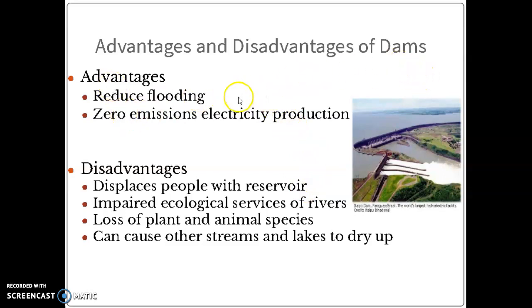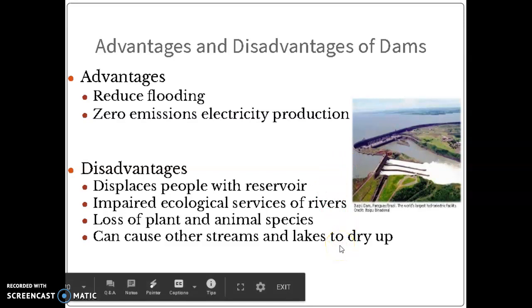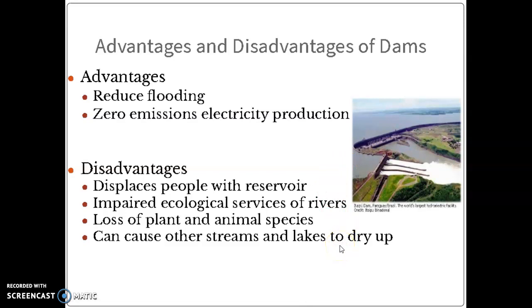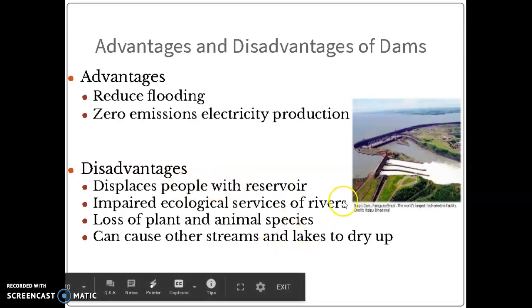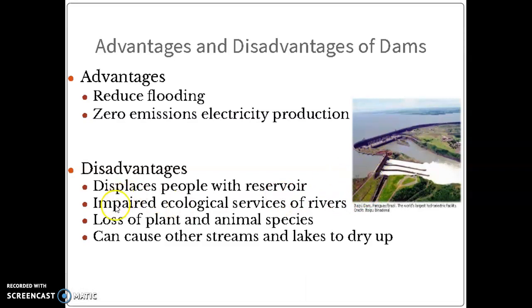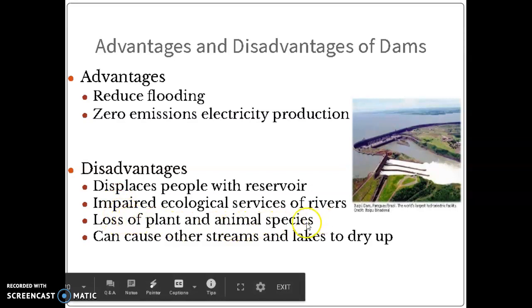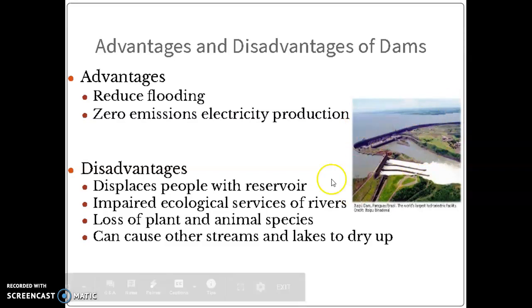The advantages, you might reduce some flooding and there's zero emissions for electricity production, and we all know we use a lot of electricity. However, when they do that, it creates all of this flooding and it covers up the whole natural area the way it existed in nature, which was most optimal, most likely. And when that happens, the people that were in that area that became flooded, they have to go somewhere else. The plant and animal species that existed there, they end up lost because the plants just get flooded out and killed. The animals have to go find a new place to live.